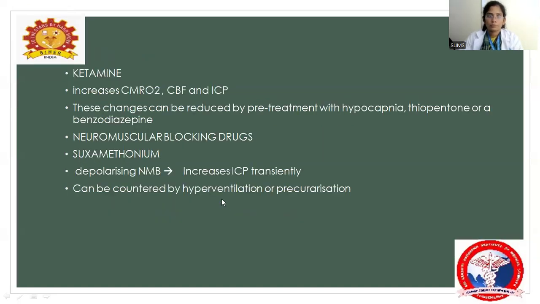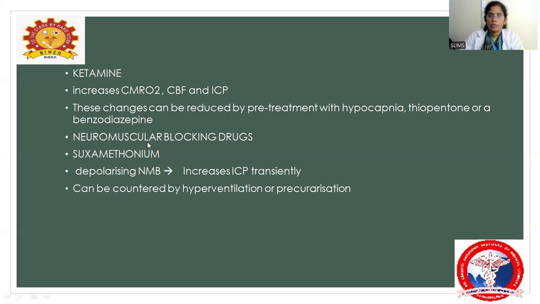So ketamine increases cerebral metabolic rate of oxygen, cerebral blood flow, and ICP. These changes can be reduced by pre-treatment with hypocapnia, thiopentone, or a benzodiazepine. So ketamine is not preferably used for neurosurgery cases.